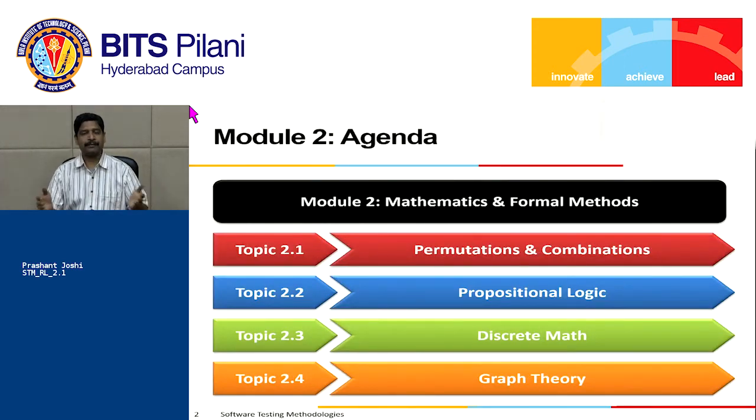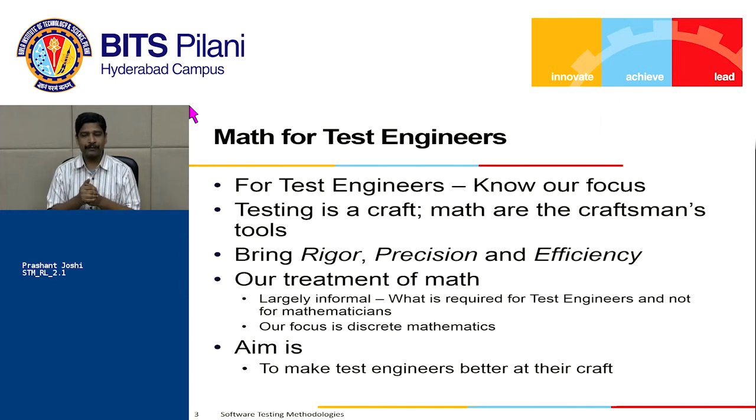So what we have is mathematics for test engineers. And that's mathematics with a difference. Now what difference are we talking about over here? We are looking at understanding mathematics to the level that it will be useful for our day-to-day test engineers. And math becomes the test craftsman's tool. It brings in rigor, and also brings in efficiency. So you've got precision, rigor, and efficiency. Three things that math can really bring in. But our treatment right now is largely informal.